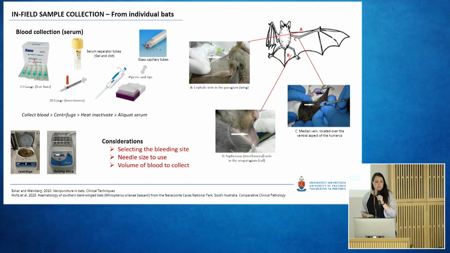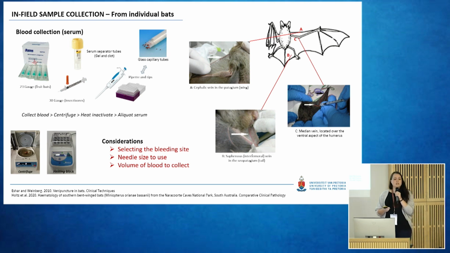So considerations for doing this would be the selection of the bleeding site. There are a few studies that talk about from which veins you can collect the blood on the bats. So you have in the wing the cephalic vein at the end of the wing. It can be the vein in the tail or the vein located on the humerus.